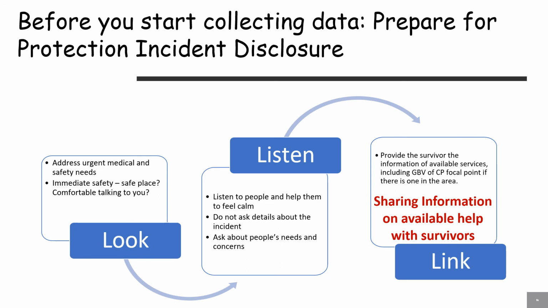Ask about needs and concerns. Then share the information on available services, including who is a GBV focal point or child protection focal point in that area. Linking means sharing information on available services to help the survivor. This is an essential role for GBV and protection colleagues, ensuring the services are available and accessible and that there is a referral mechanism. They need to share the updated lists of services and focal points with enumerators and train enumerators on how to refer or share information.